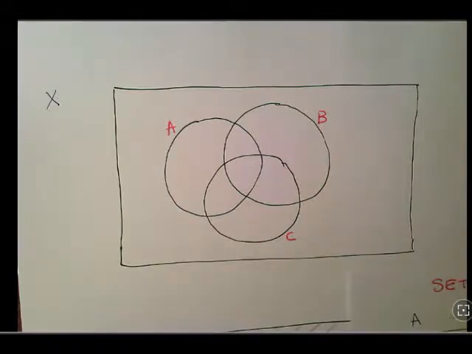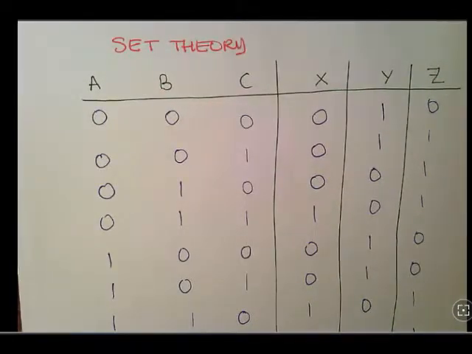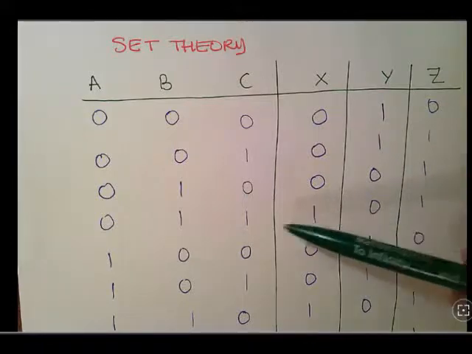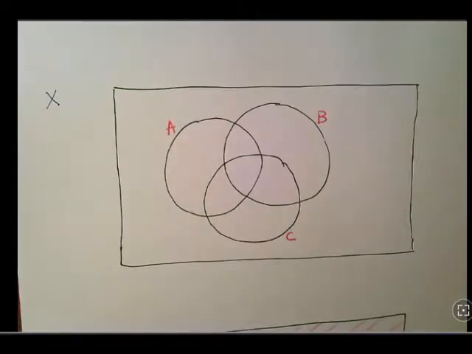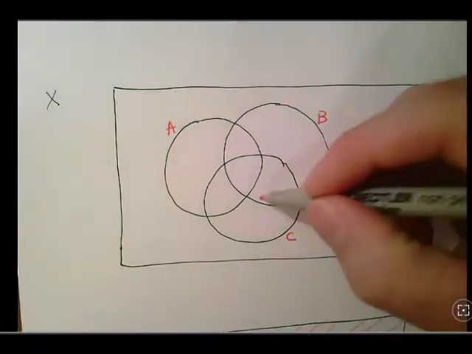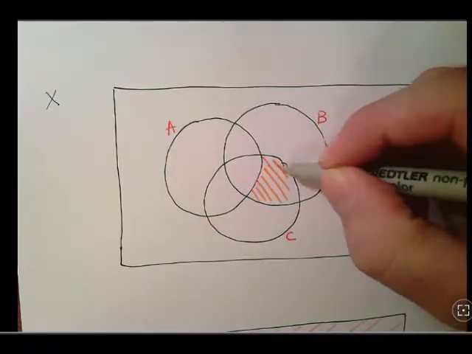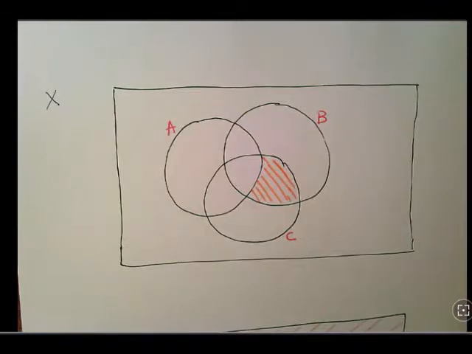So first off, the first entry for X is 0, 1, 1. That is not in A, but in B and in C simultaneously. So that is this region here. So that's the 0, 1, 1 region. It's not in A, but it is in B and C simultaneously.